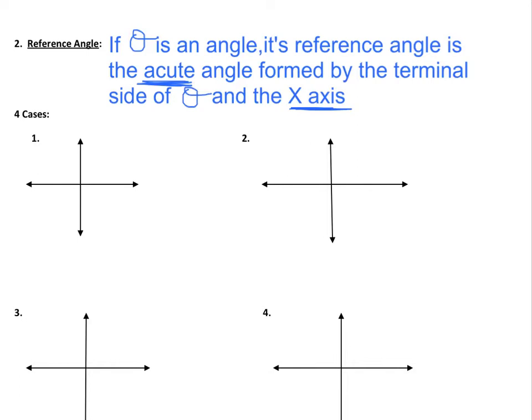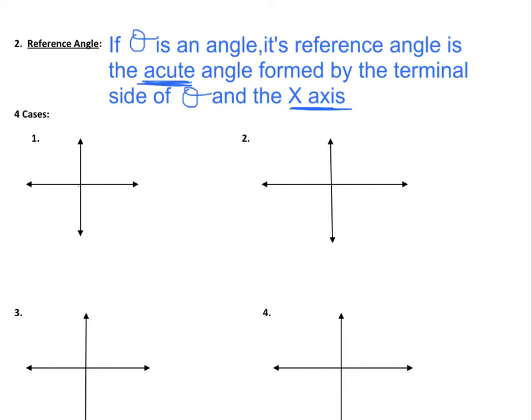I could take any ordered pair in the unit circle, whether it's in quadrants 2, 3, or 4, and I can refer it back to the first quadrant, which is in between 0 and 90. Alright, 4 cases. We're going to look at if the angle's in the first, second, third, or fourth quadrant. And I'm just going to draw this right here.